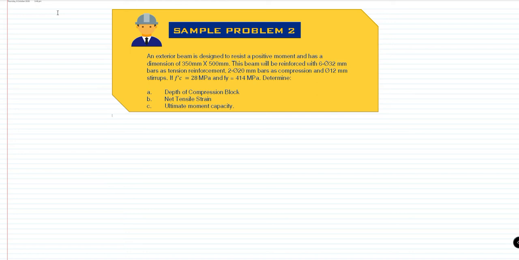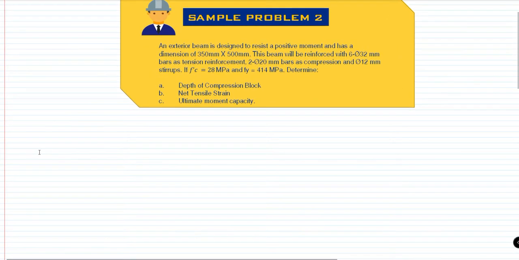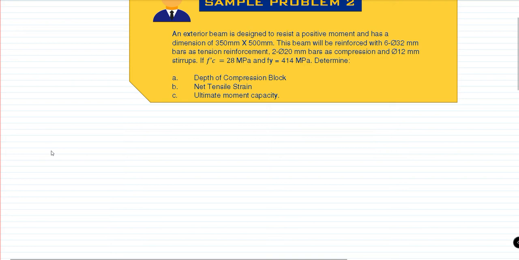So, syempre, to check for the clear spacing of the bars, ang una natin gagawin is to determine ano yung minimum spacing. So, sa minimum spacing, ang criteria na sinasabi ni NSCP is, so zoom in lang natin. Sabi doon, ang first criteria for the minimum spacing is equal to the 4/3 diameter of our aggregate.